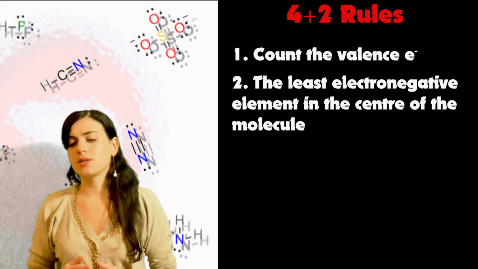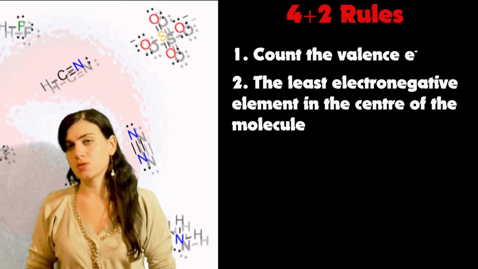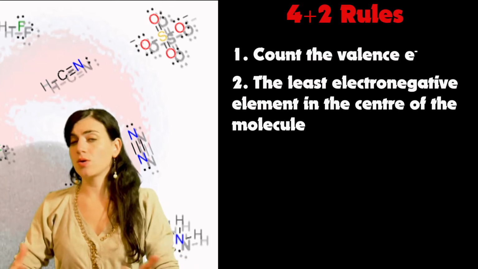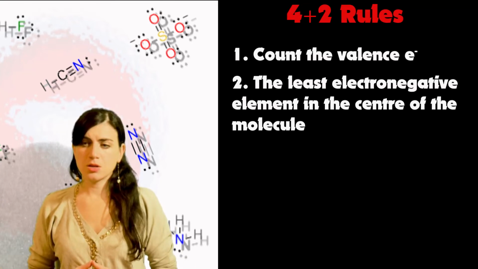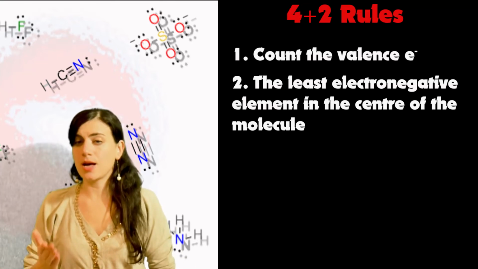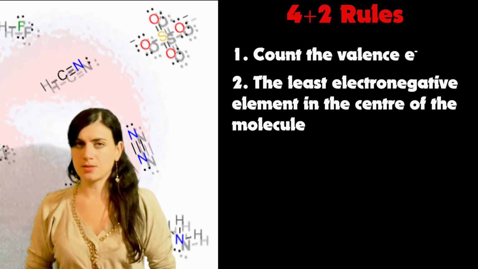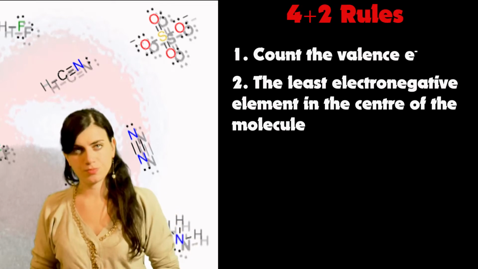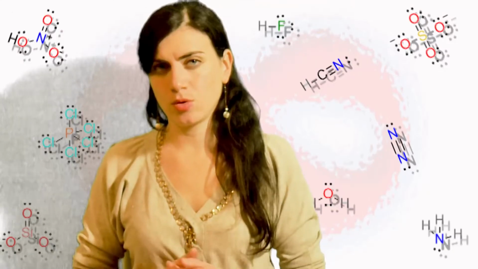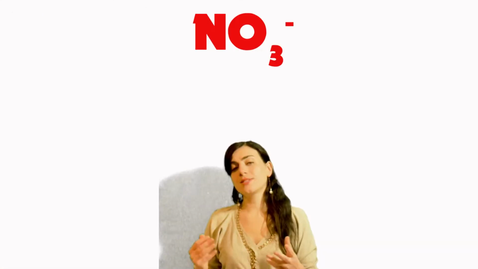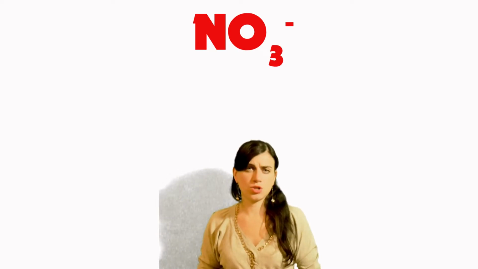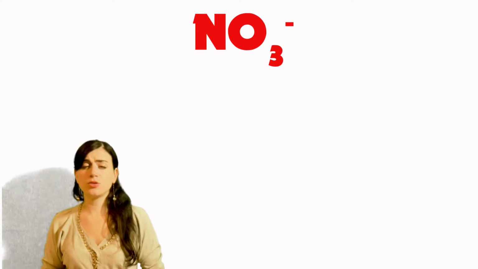Why? Because the least electronegative elements will also be the elements which will share more of their own electrons with other elements. So it's more likely that this kind of element will be in the center of the molecule in order to make as many bonds as possible. Let's go back to our example, the nitrate anion. For this anion, the least electronegative element is nitrogen. You can check it in the periodic table.